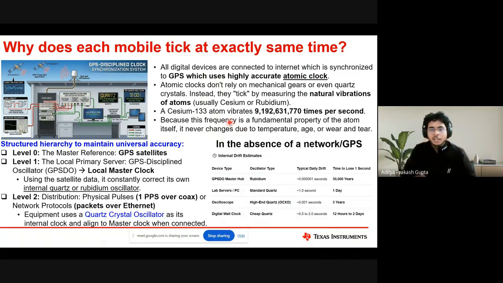In my junior years, I just studied how we calculate 1 second. As mentioned on the slide, if a cesium 133 atom vibrates 6 times per second, then that is 1 second. It vibrates once.